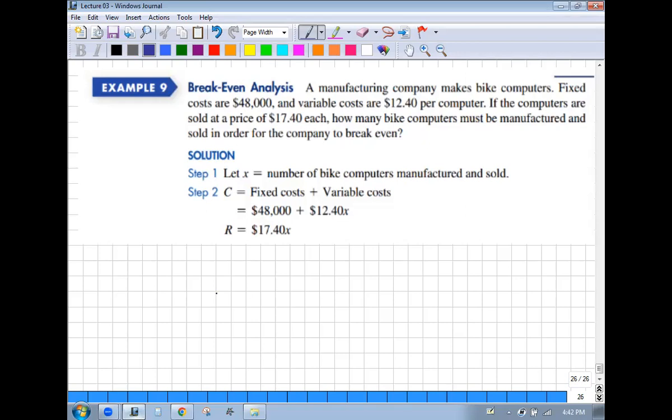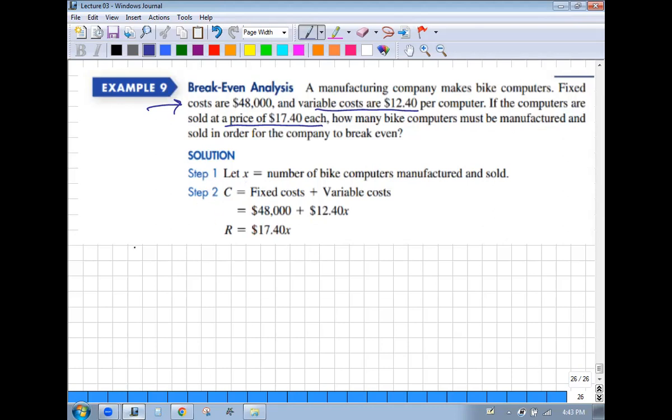All right, break-even analysis. A manufacturing company makes bike computers. Fixed costs are $48,000. Variable costs are $1,240 per computer. If the computers are sold at a price of $1,740 each, how many bike computers must be manufactured and sold in order for the company to break even? They're going to let X be the number sold. I'd rather use something else than X, but we'll use X for that.